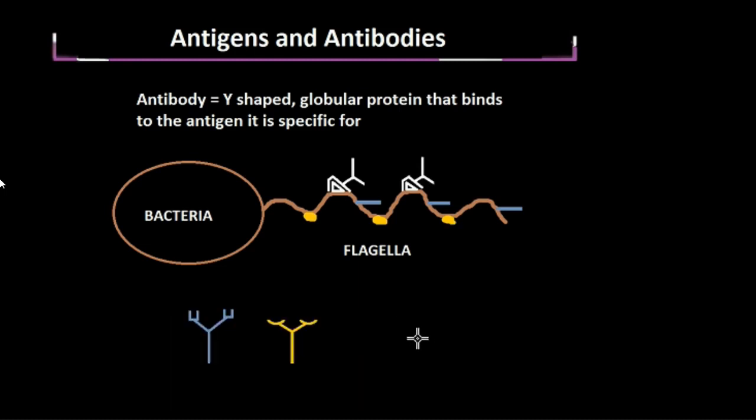However, the blue antibody can bind to the blue epitope, and the yellow antibody can bind to the yellow epitope. In real life, an antigen is likely to contain many epitopes, and so there's going to be a different antibody that can bind to each different epitope.